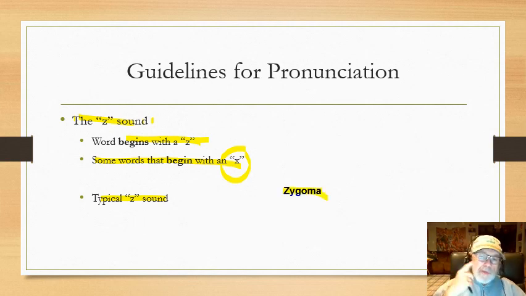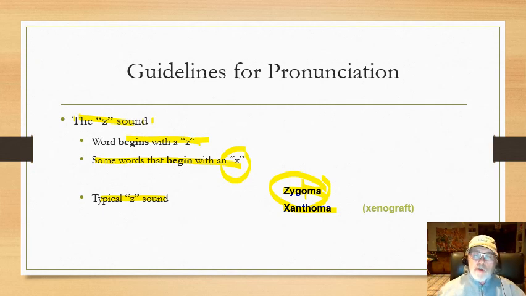Zygoma. This area of the cheek right here, the cheekbone, is called the zygoma. Here's an omen that doesn't mean a tumor. It's called the zygomatic arch along here, and one of the bones that forms the zygomatic arch is called the zygoma. So here's a typical Z sound. Now this one has an X that sounds like a Z. That's called xanthoma, and basically xanthoma is a yellow tumor. It's a benign fatty type of mass. And this one, xenogram, does have a typical Z sound.